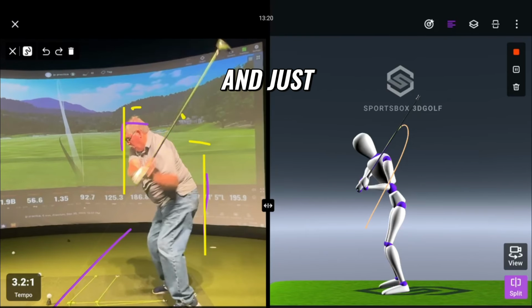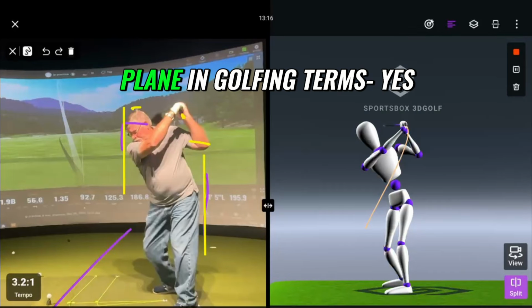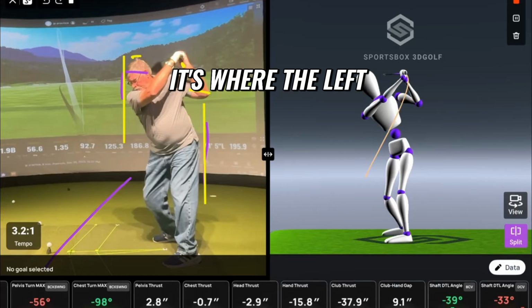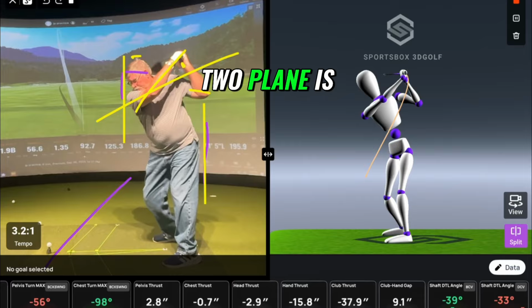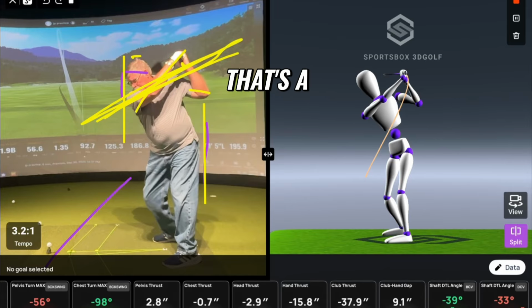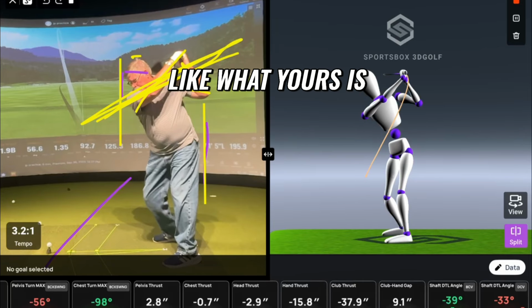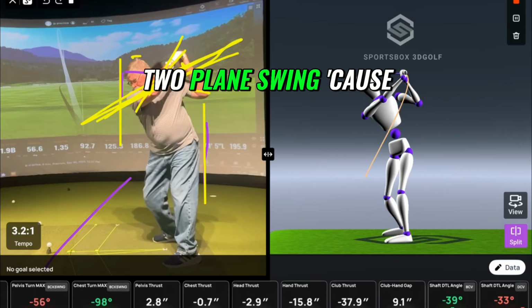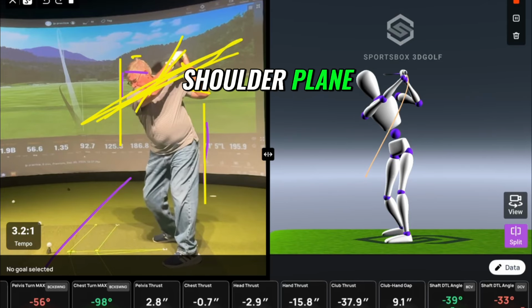And just so that you understand the difference between one plane and two plane, in golfing terms, yes, sir. It's where the left arm is relative to the shoulder plane. That's what a one plane and two plane is. So if your lead arm is matching your shoulders at the top, that's a one plane swing. If your lead arm's a little higher, like what yours is, now you're on a two plane swing because your hands are higher and your lead arm's higher than your shoulder plane.